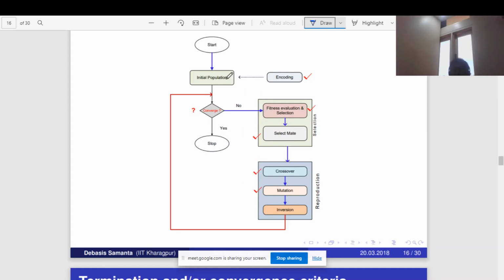So in this, if you see, we have discussed all these things: encoding, fitness, mating pool selection, crossover. Now we are discussing mutation. Mutation is also done. Now next we will be discussing this inversion. Okay.